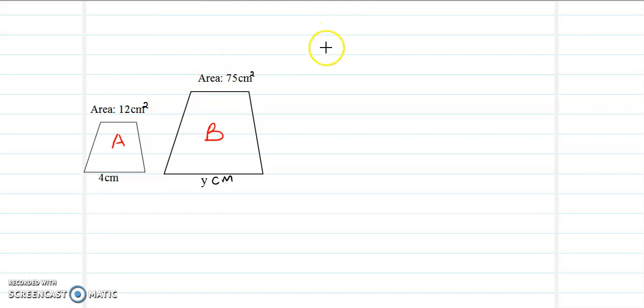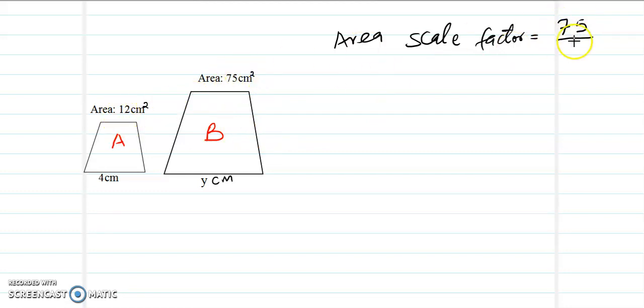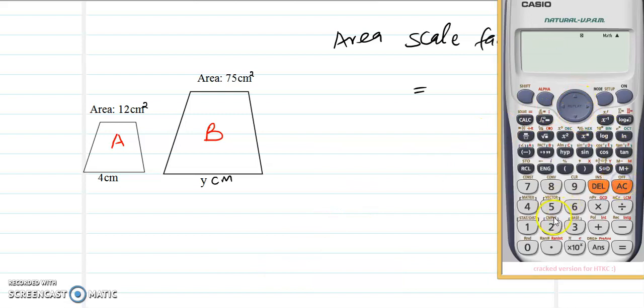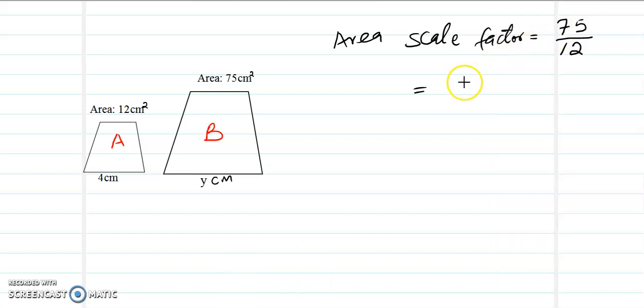So I'm going to find the area scale factor. The area scale factor simply gives me the large one, 75, divided by the small one. I'm talking about area now. So that will give me 75 divided by 12, which is 6.25. So 6.25 is the area scale factor. So for me to look for y, I'm going to talk about the linear scale factor.